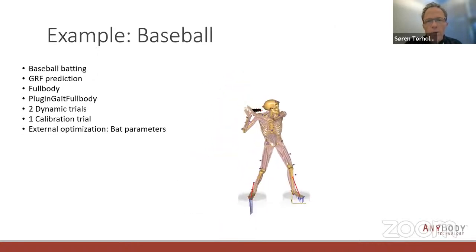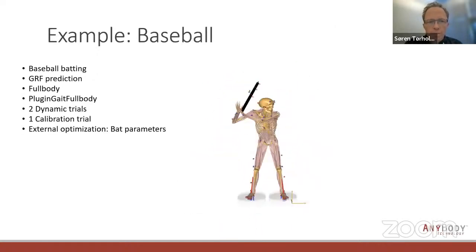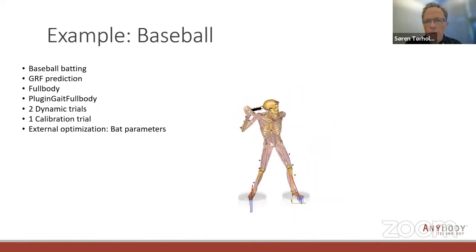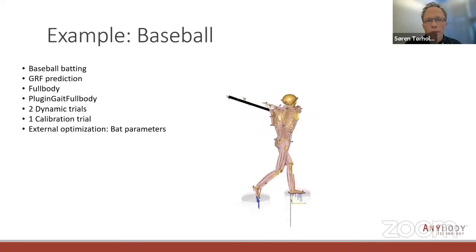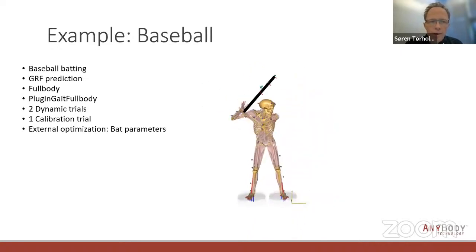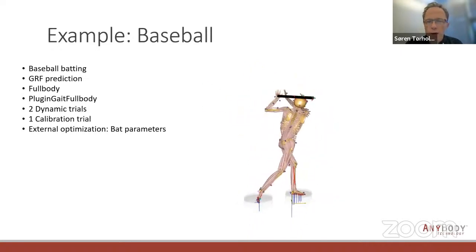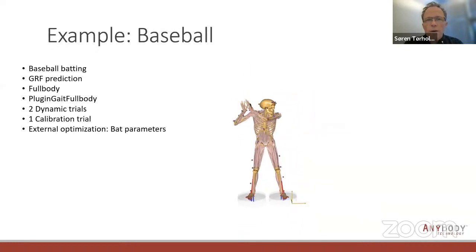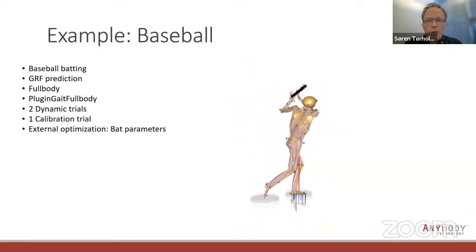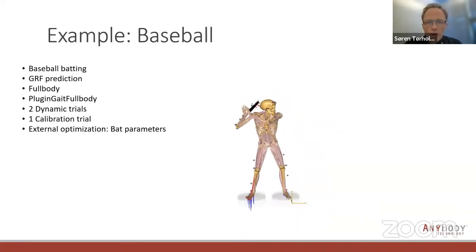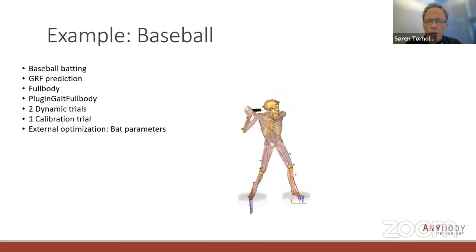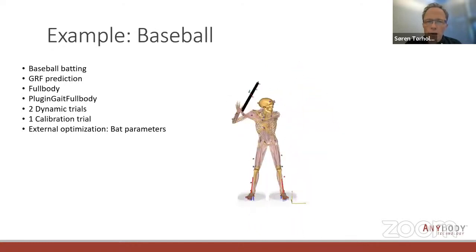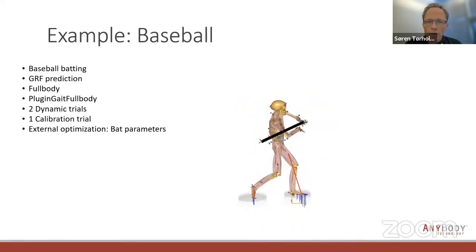The next example here is baseball. It's again using ground reaction force prediction. It's full body, using the plug-in gait protocol. Again, there is a calibration trial and 2 dynamic trials in the dataset. But it features a new thing here that I didn't show earlier. It's the optimization of some external objects, in this case, this baseball bat.